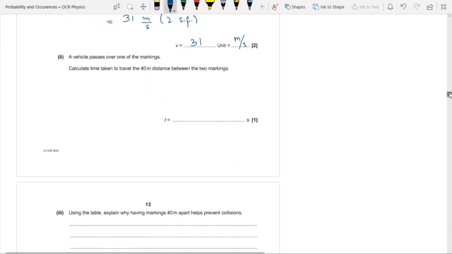A vehicle passes over one of the markings. Calculate the time taken to travel the 40-meter distance between two markings. Again, that's a very straightforward question. We know that distance is speed multiplied by time. So in order to calculate the time, we know the distance is 40 meters, and we also know the speed in SI units, 31 meters per second. So the answer would be 1.29. Again, we should convert to two significant figures, so 1.3 seconds.